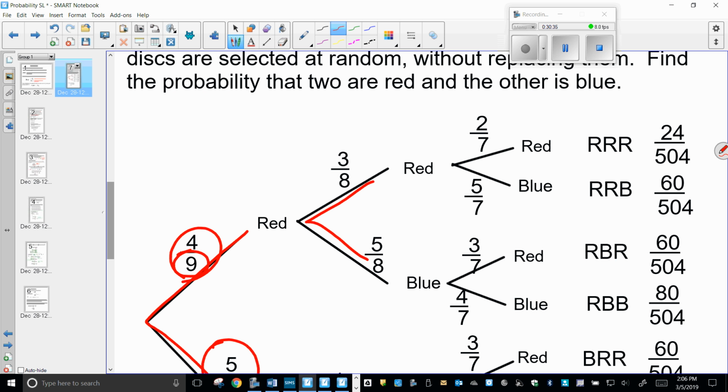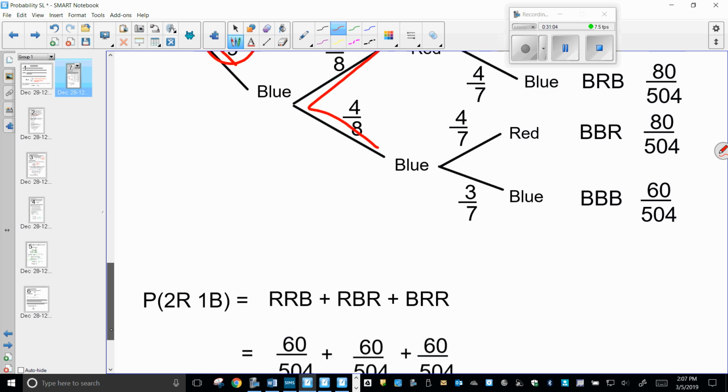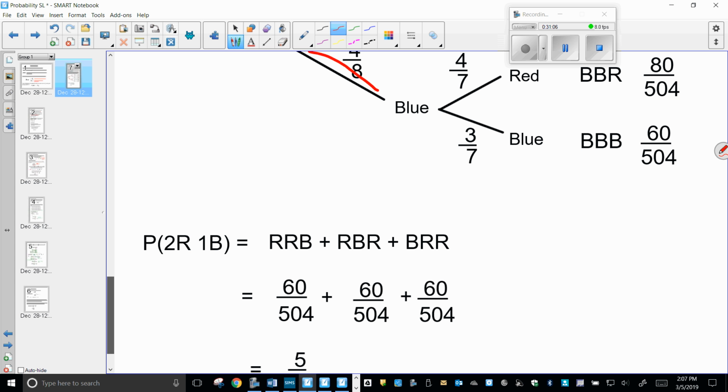Note, they do simplify, but I've kept them as big numbers because we may need to add and subtract. If you want more than one situation, once you've done these probabilities, you add any situation you're interested in. So if you want to know the probability of getting 2 reds, we'd look at that one, and that one, and that one, and add these probabilities together. What's the probability of 2 reds and 1 blue? Check to see which ones have 2 reds and 1 blue.